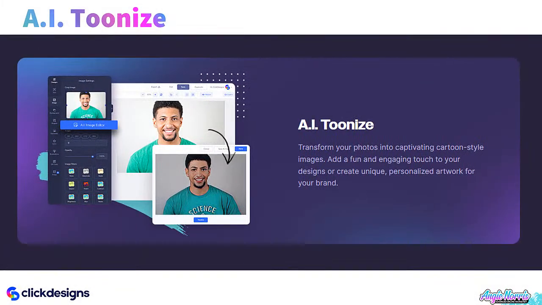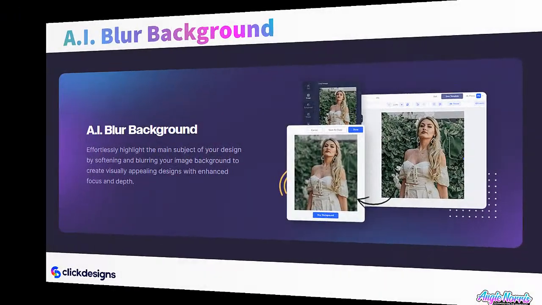There's also this Toon Eyes, AI Toon Eyes, and it transforms your photos into these cartoon style images. It's really fun and captivating, and it's just kind of cute. So those are really great ways to make cartoons.